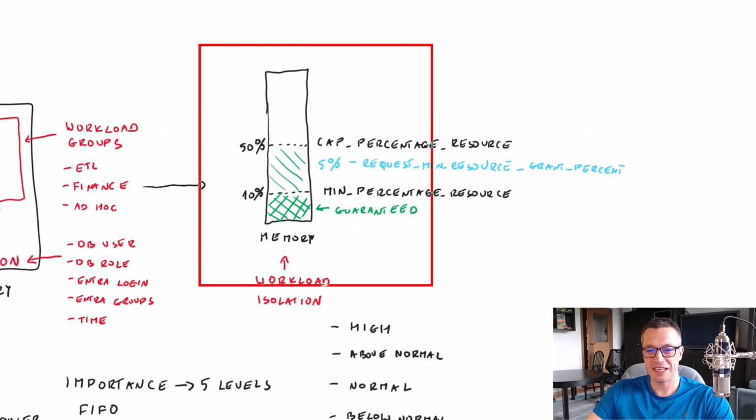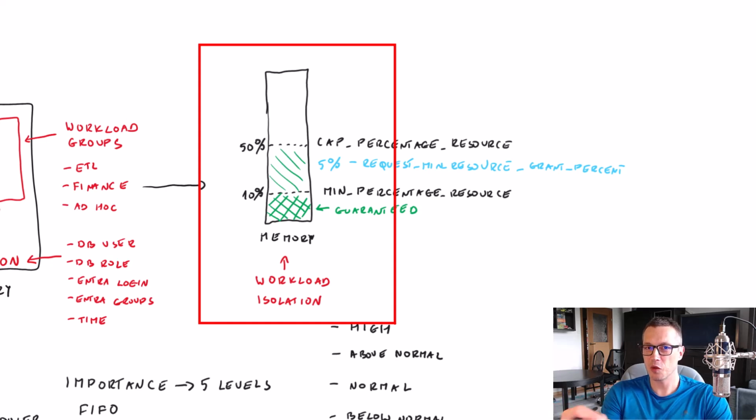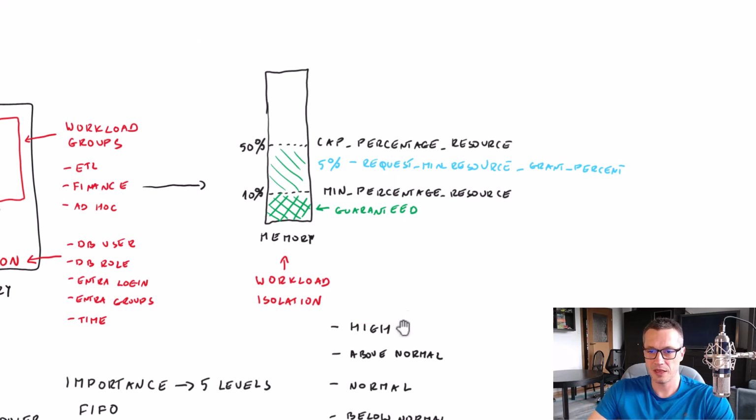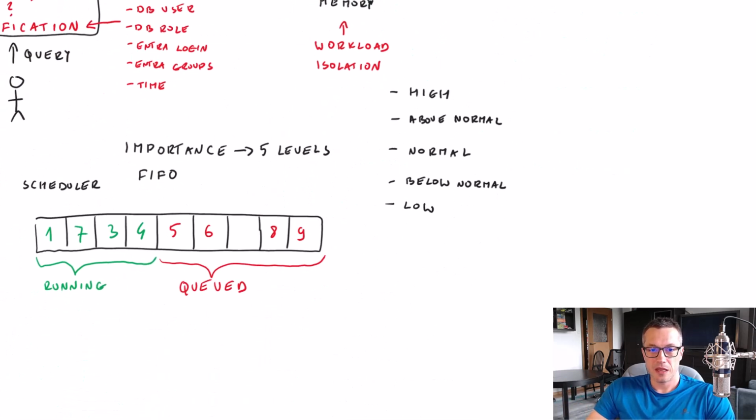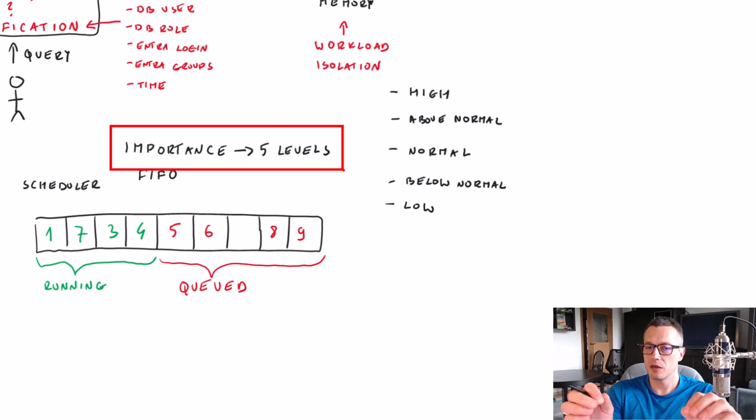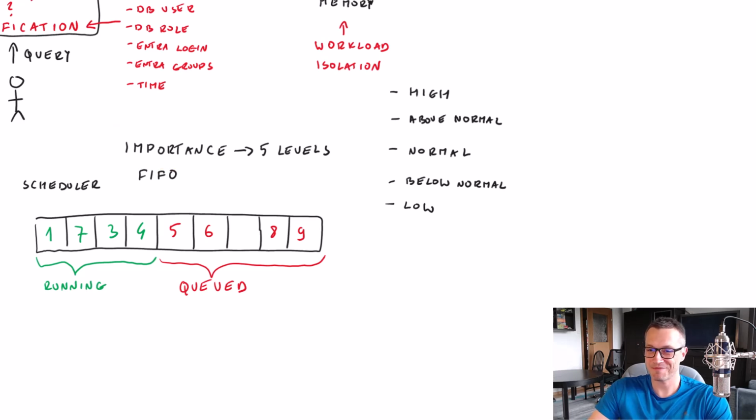Then within each workload group, you would define the amount of resources, CPU and memory, that will be reserved and available for particular queries, min and max. And finally, you can define importance that would determine which queries should be executed in which order. So that's what workload management is all about.